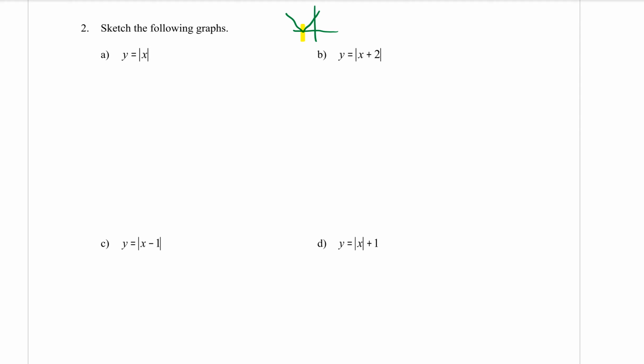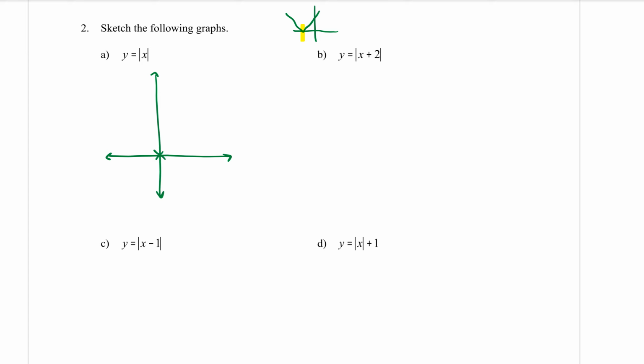Now this very first one, the y equals absolute value of x, this would be our very base model, like our y equals x squared parabola is what we base everything on. This would be what you would base the absolute value graph on. The vertex for this one is at the origin. So right here.